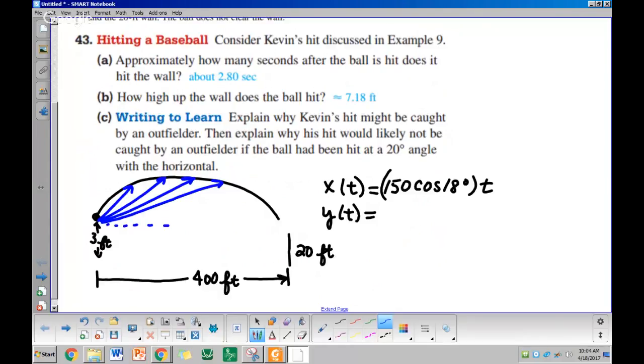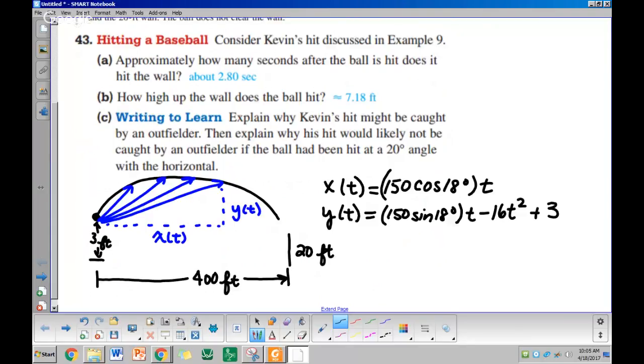And so you're going to have an x component of position and a y component of position. All right, and so y is going to be the velocity in the y direction, which will be 150 sine of 18 degrees t, minus, now in the y direction, we always have gravity working against us. So that's going to be minus 16 t squared. But we're not starting on the ground, are we? We're starting 3 feet up, so we have to add that. What's the initial velocity? Yes. All right, so those are our parametric equations.